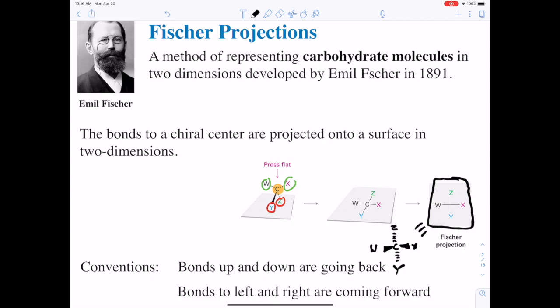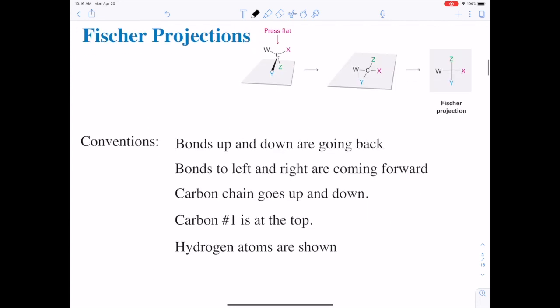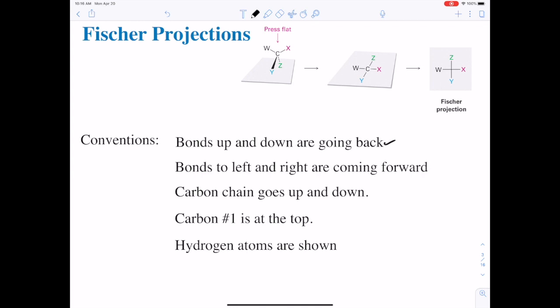So try to picture that as like a bow tie. A bow tie. Left and right are coming forward. So remember, up and down is going back, left and right is coming forward. And the way you do this is such that the carbon chain goes up and down. Carbon number 1 is at the top.